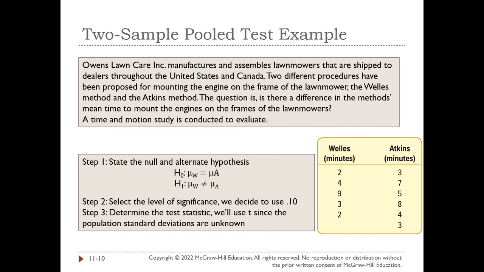So, our level of significance, again, we're going to use 0.10. We're going to determine the test statistic. We'll use t since the real population standard deviations are unknown. They are.